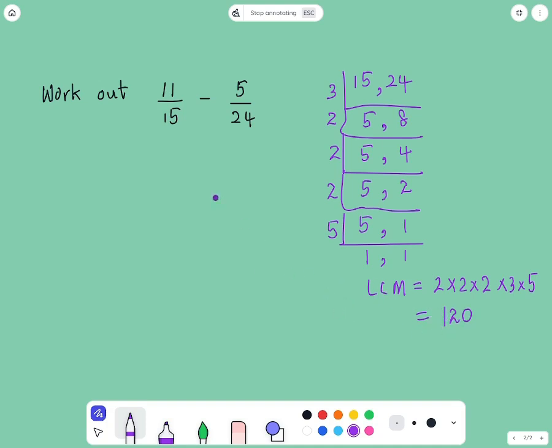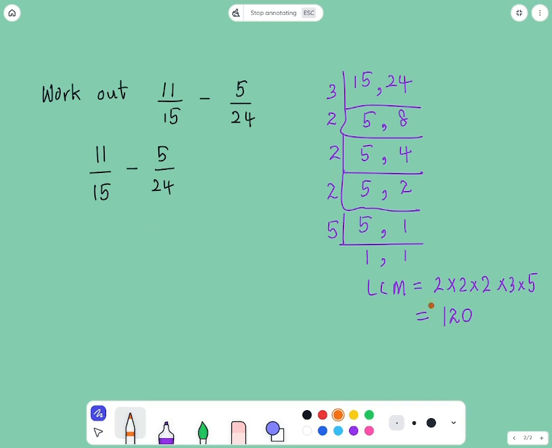Right. Then I'm going to write the fractions again. That is 11 over 15 subtract 5 over 24. Okay, now you have to change these denominators to 120. So 15 times what? 120. Now you have that question.